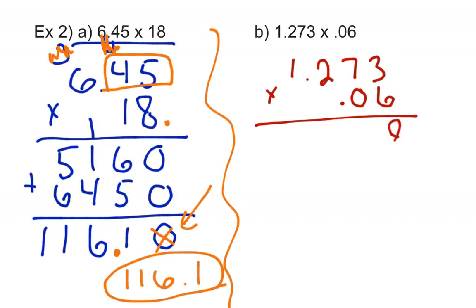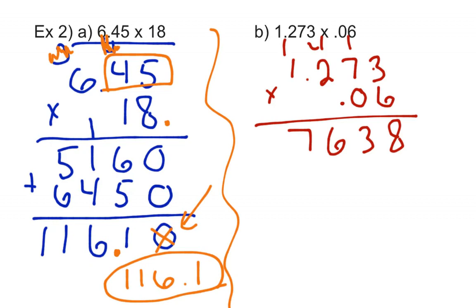6 times 3 is 18. Carry the 1. 6 times 7 is 42. Plus 1 is 43. Carry the 4. 6 times 2 is 12. Plus 4 is 16. Carry the 1. 6 times 1 is 6. Plus the 1 is 7.